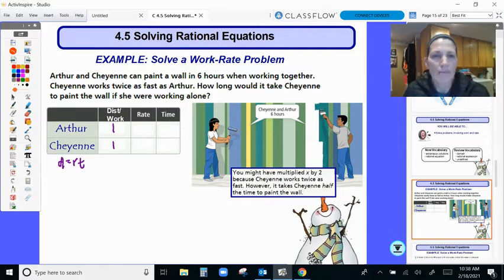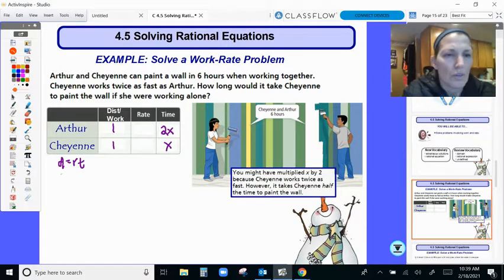When we're talking about time, if I put an X amount of time for Cheyenne, I'm going to put Arthur has 2X. So you have to be careful here because some people might want to put 2X for Cheyenne since she works twice as fast. You have to think about time. So if Cheyenne does it in an hour, Arthur's going to do it in 2 times as long. It's going to take him a longer time, so 2 times that time. Okay, so you have to be careful about that.